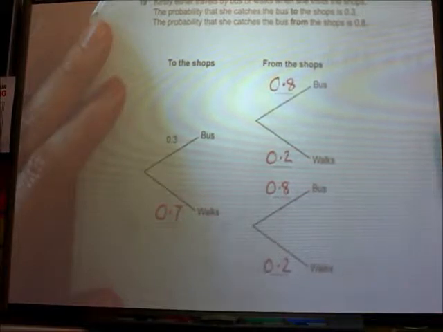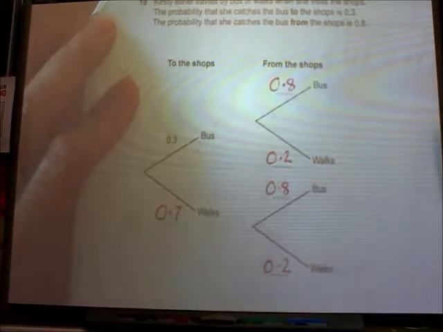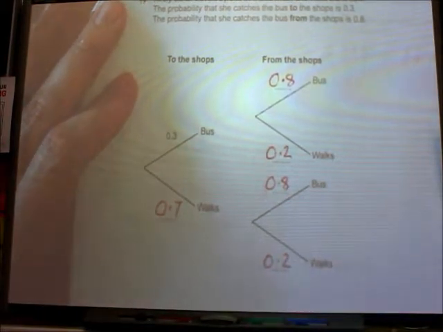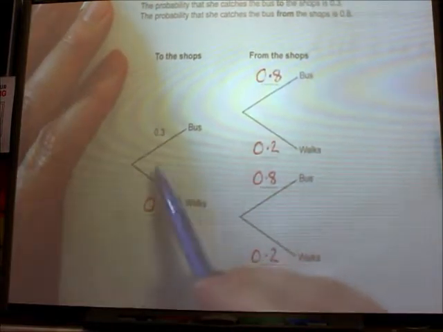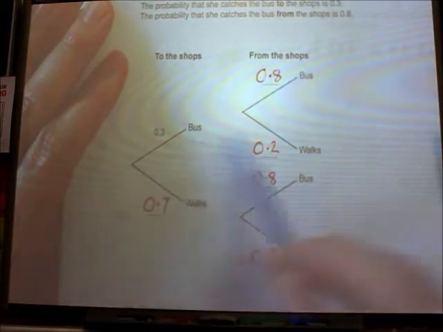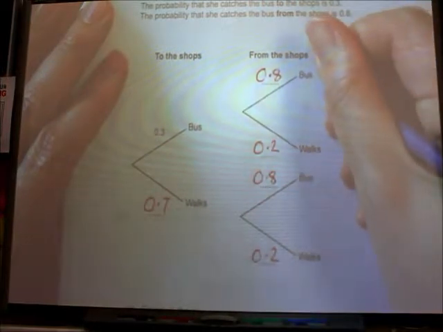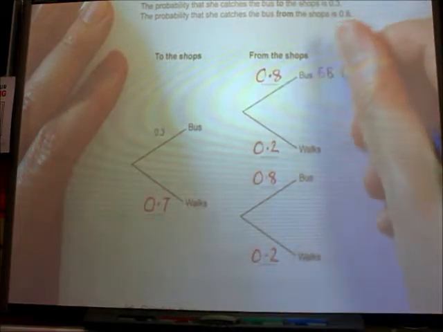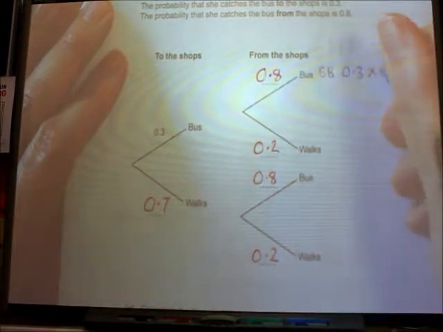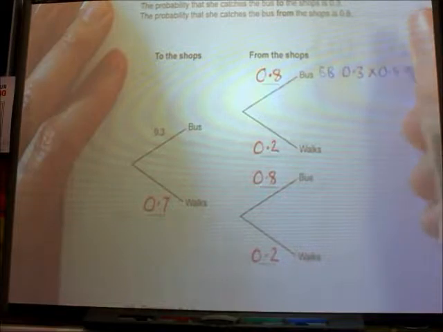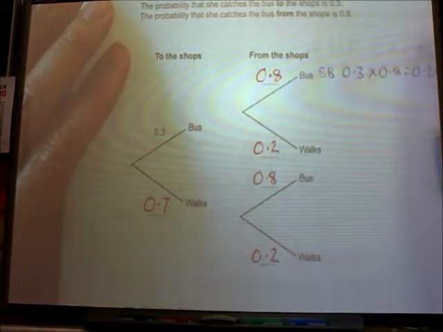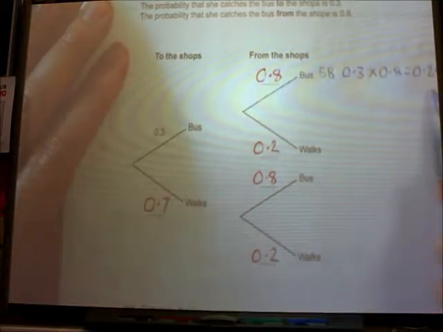Right, there's a quick way of doing this, but I'll show you the full way first of all. What I recommend you do is, at the end of each of these, you work out the probability. For example, the probability she'll take the bus to the shops and home again, we can call that bus if we want, is 0.3 times 0.8, which will be 0.24. So 0.24 is the probability she catches the bus both ways.